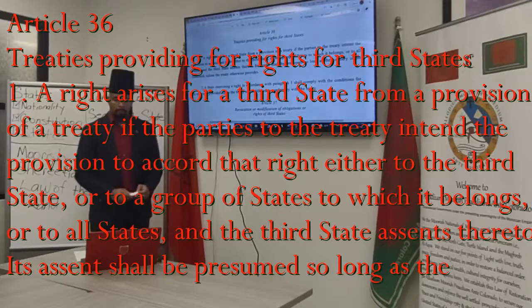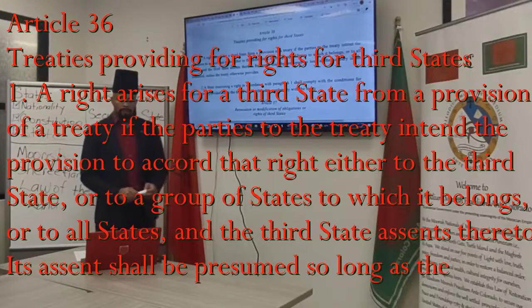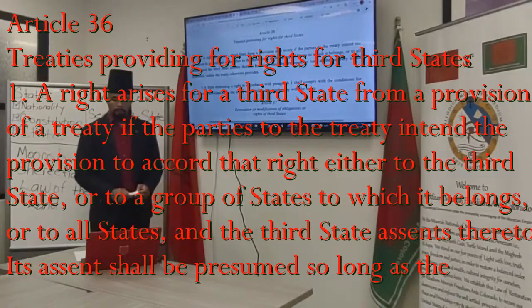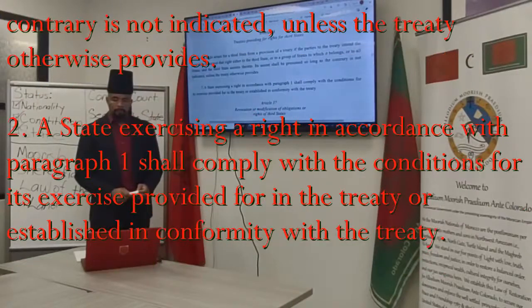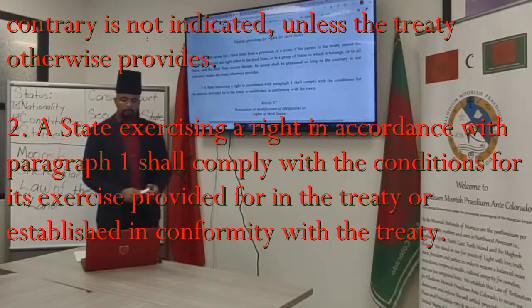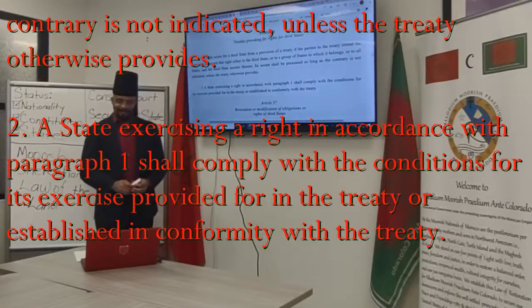The third state assents thereto. Its assent shall be presumed so long as the contrary is not indicated unless the treaty otherwise provides. A state exercising a right in accordance with paragraph 1 shall comply with the conditions for its exercise, provided for in the treaty or established in conformity with the treaty.